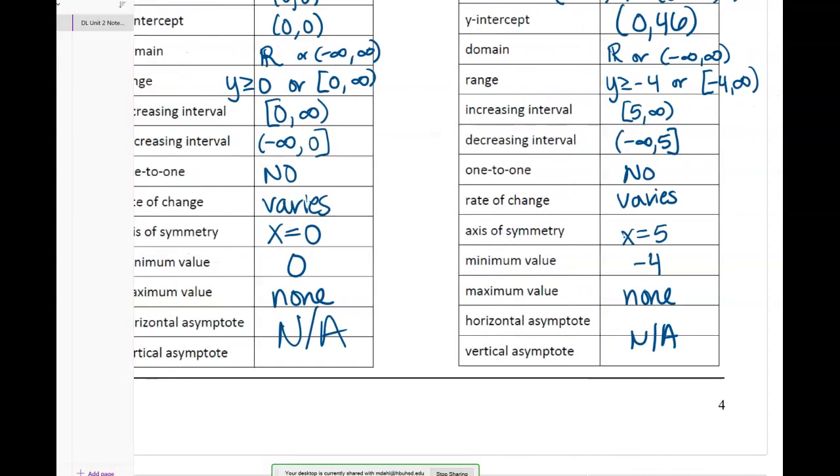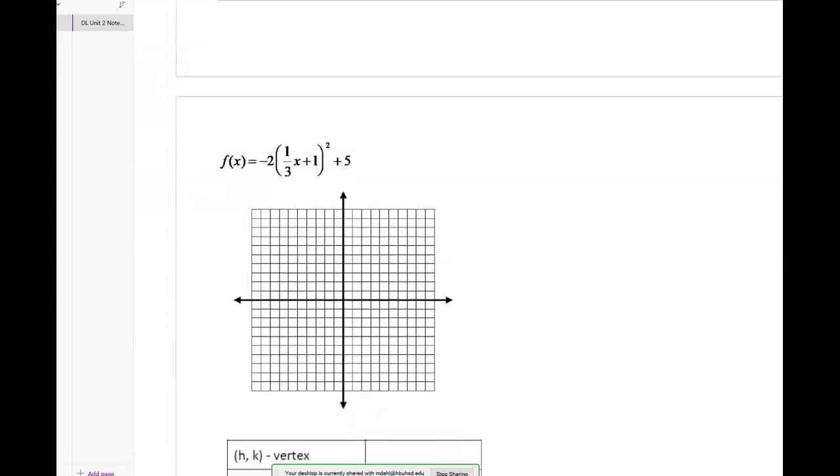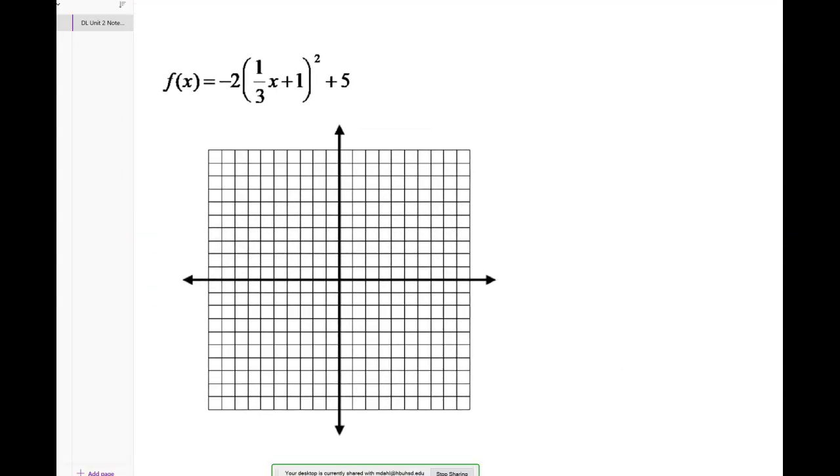All right, turn the paper over. Welcome to Algebra 2 Trig instead of Algebra 2.